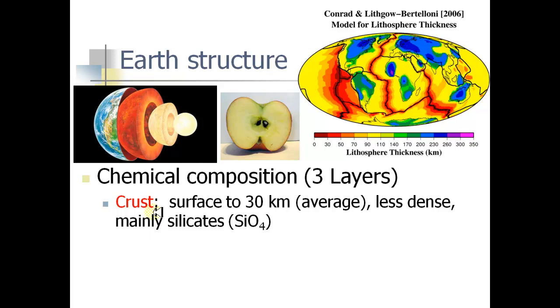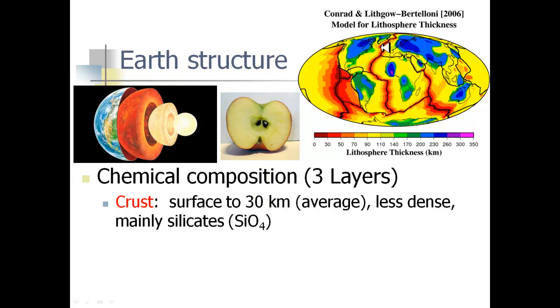So the first thing we're going to do is talk about the crust. The crust extends from the surface down to a depth of, on average, about 30 kilometers. It's the least dense of all the layers of the Earth, and it's mainly made up of silicates or silicon dioxide, or SiO2 or SiO3 or SiO4.